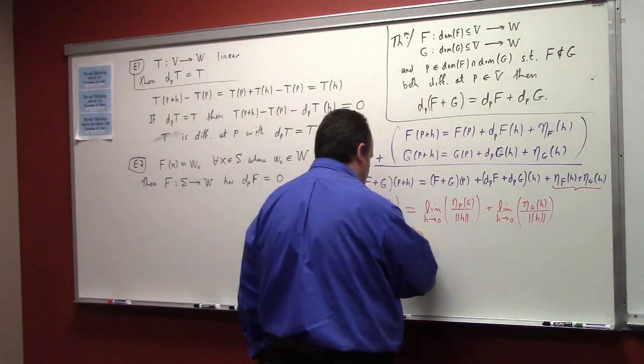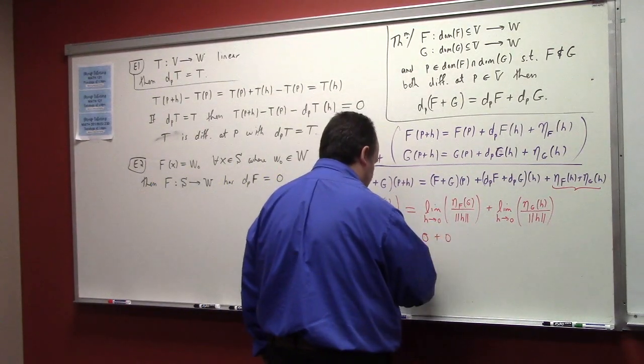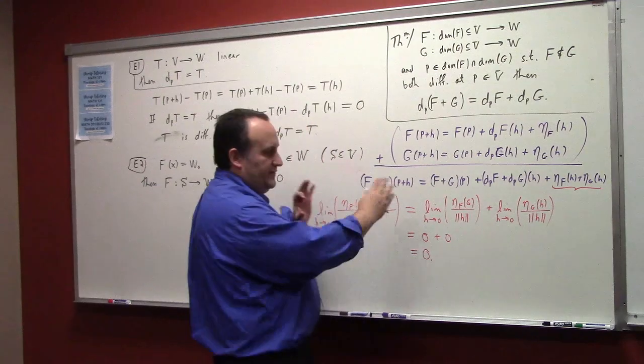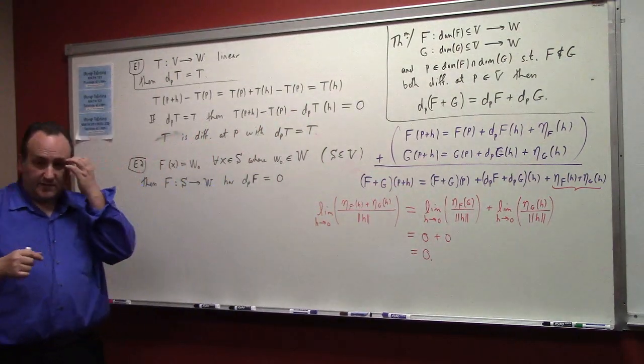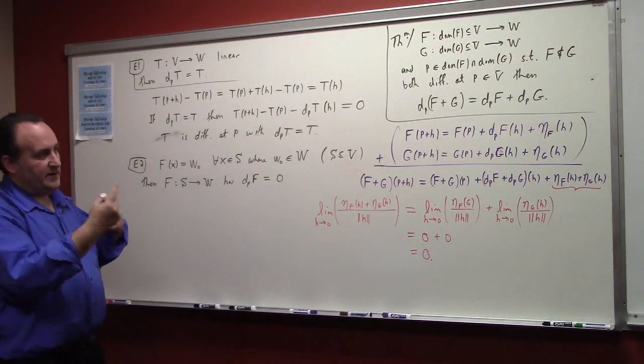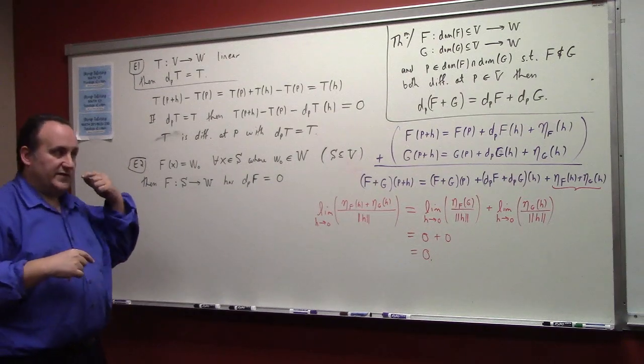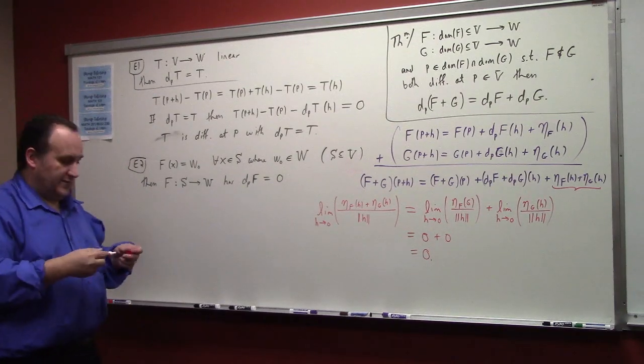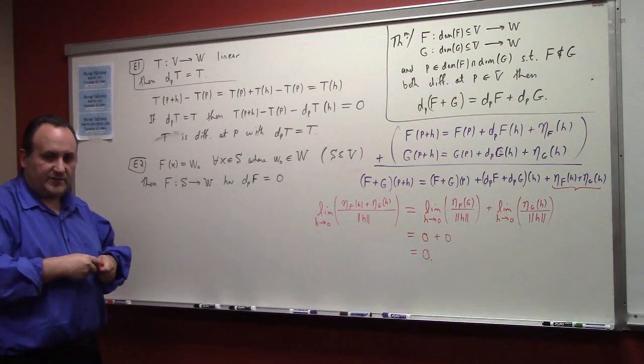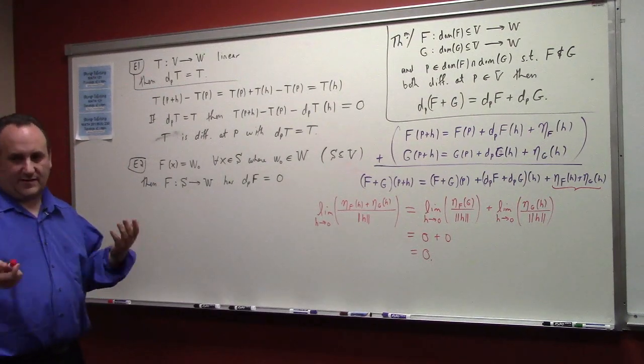And so this is separately 0 and 0. The reason I can break the limit up, of course, is that both of those separately exist and are 0. Consequently, the sum of two differentiable functions is differentiable, and the differential is the sum of the differentials. Okay, that's not too hard, right?